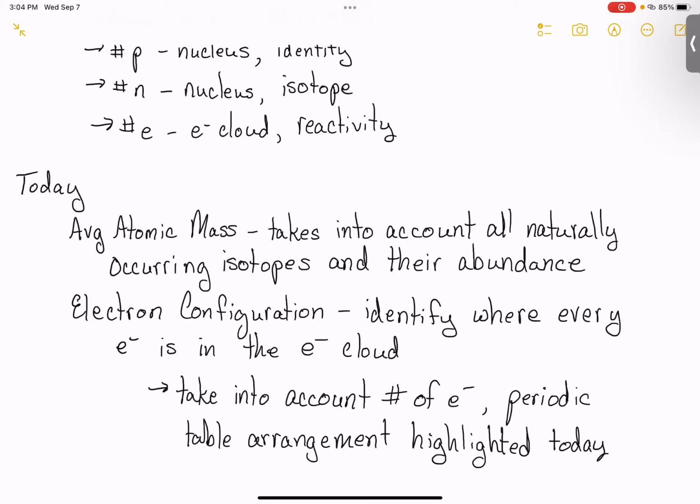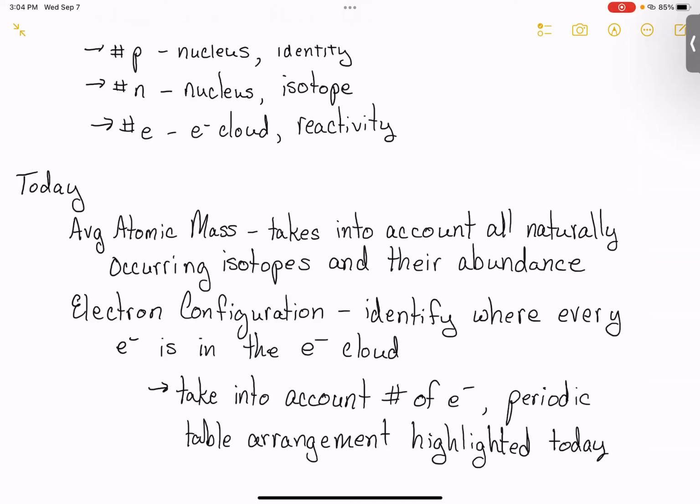So the number at the bottom of each square on the periodic table is not the mass number. Mass numbers are whole numbers. That number is the average atomic mass, which is related to all of the isotopes of that element.